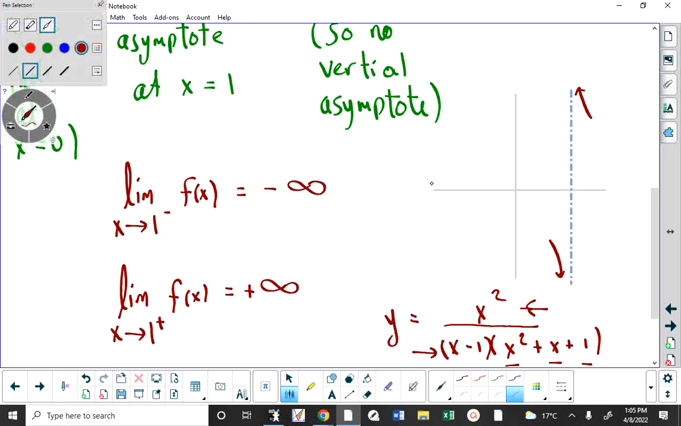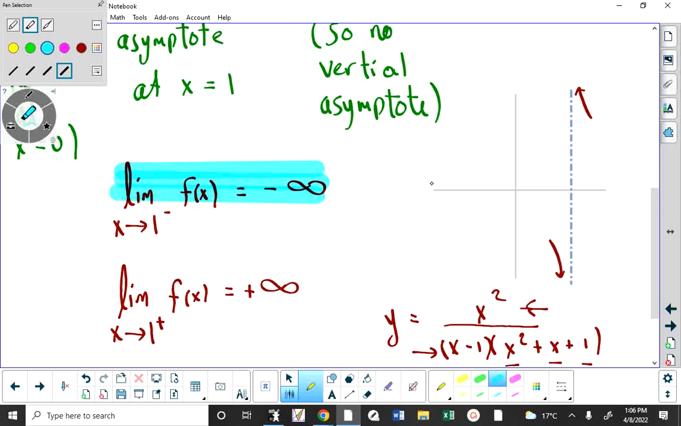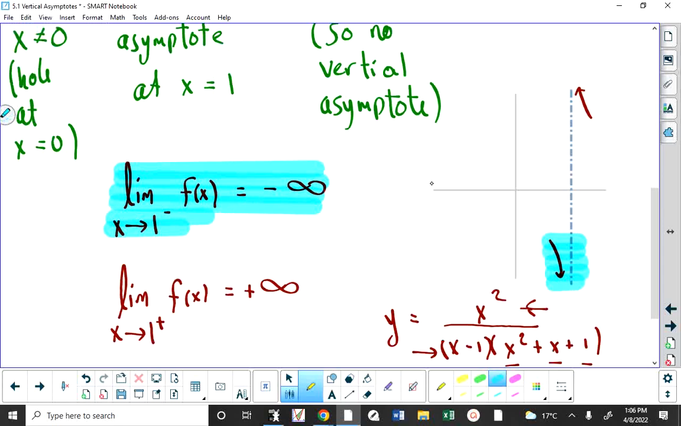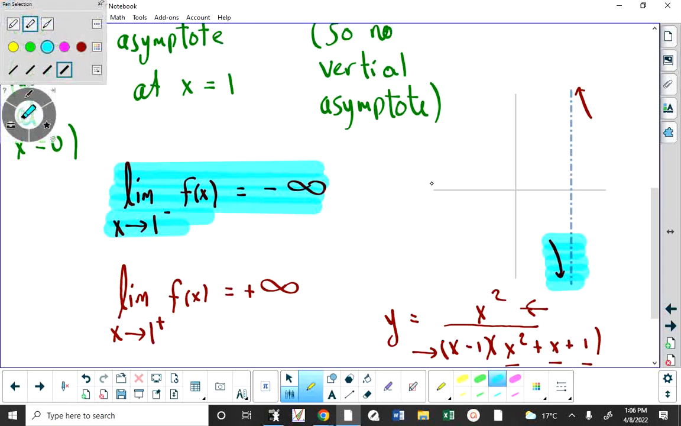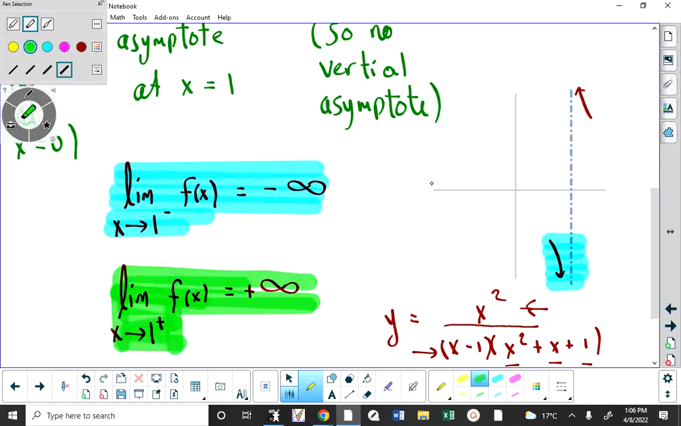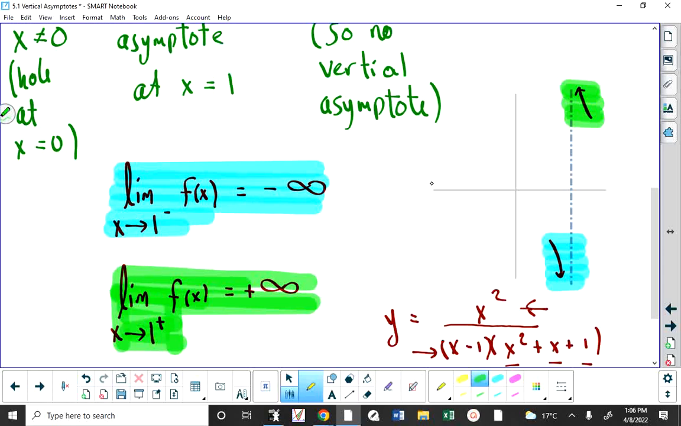Let me highlight this for you. This statement is telling us about this part of the graph. Because we're to the left of the asymptote, the graph is pointing towards the floor, towards negative infinity. On the other hand, this statement is telling us about the behavior of the graph there. That's all the limits tell us. Okay?